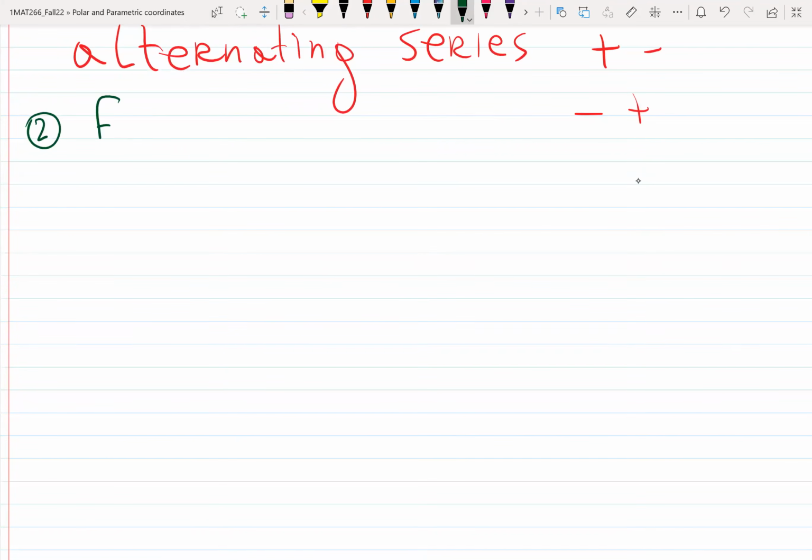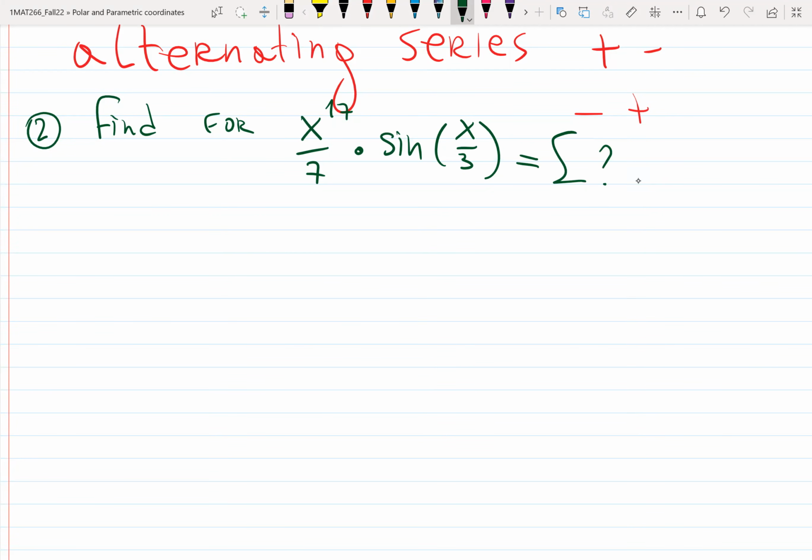For example, find the series for, let me just make up something fun, like x over 7 where x is raised to the 17, because why not, times sine of x over 3. Yes, this will be good. This will be very confusing. So let's do that. Find the sum for this. Sum, question mark. That's what we're asking you to find. Solution.